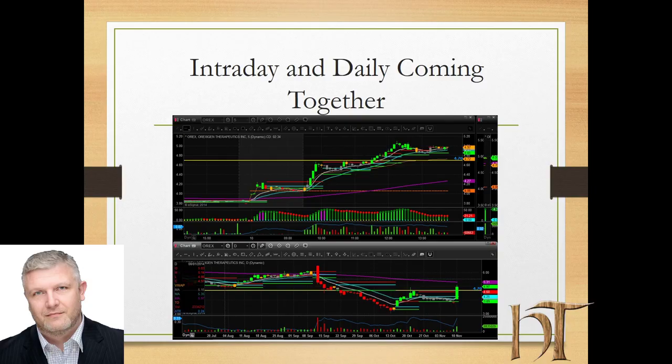Now that second tap didn't have the break, and the third tap didn't have the break. So sometimes what happens is we get a little wick like we do here. We get a candle wick and it comes back in. And sometimes I'll bail out there. If I'm feeling like it's faked me out, I might bail out.